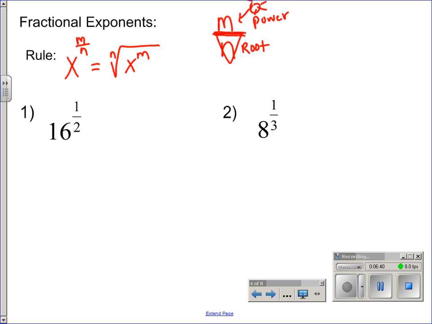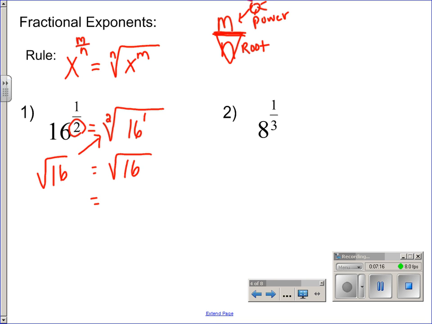So let's look at 16 to the 1/2. When we rewrite this, it's a square root. 16 goes underneath. Now what is 2? 2 is your root. 1 is your power. Now when we did square roots, the square root of 16 is the same as the square root with a 2 out front. You just don't see the 2 there. So it's the same thing. If I rewrite this, it's just the square root of 16, which is 4. You're not going to see the 2 out front.